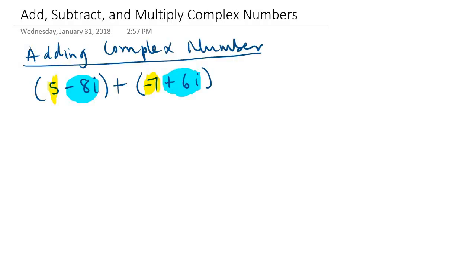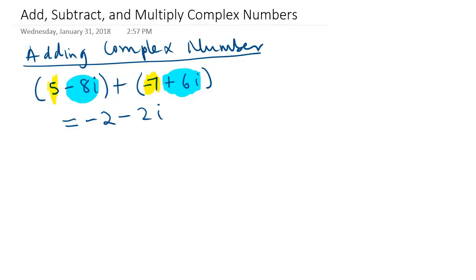So let's try to add them together now. We're going to add 5 plus negative 7. That will be negative 2. So the real part of the answer will be negative 2. And then you add negative 8i to 6i, and that will be negative 2i. And that's it basically for adding complex numbers.